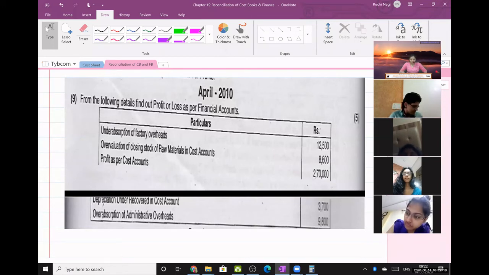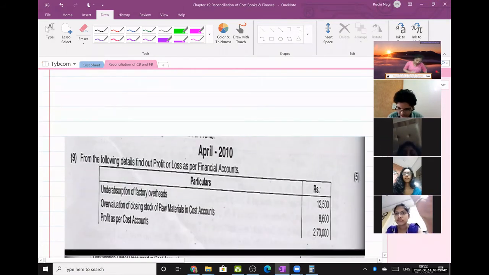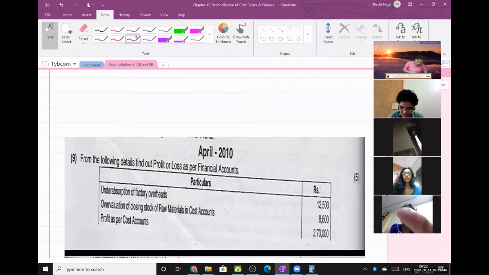Okay, so you have two types of sums in reconciliation. The first one is where profits will be given to you and certain adjustments will be given to you. और एक टाइप का सम है जहाँ पे आपको कॉस्ट शीट बनाना है और पीएनएल अकाउंट बनाना है और फिर रिकंसिलिएशन करना है. ओके, सो देयर आर टू टाइप्स ऑफ सम्स with you. This is type 1. I'm writing it here.